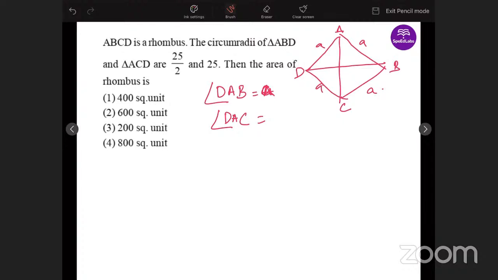Divya? Divya, can you hear me? If this angle is A, what would this angle be? It will be A upon 2. And with the sine rule, can we write DB is equal to 2 times sine A upon 2?